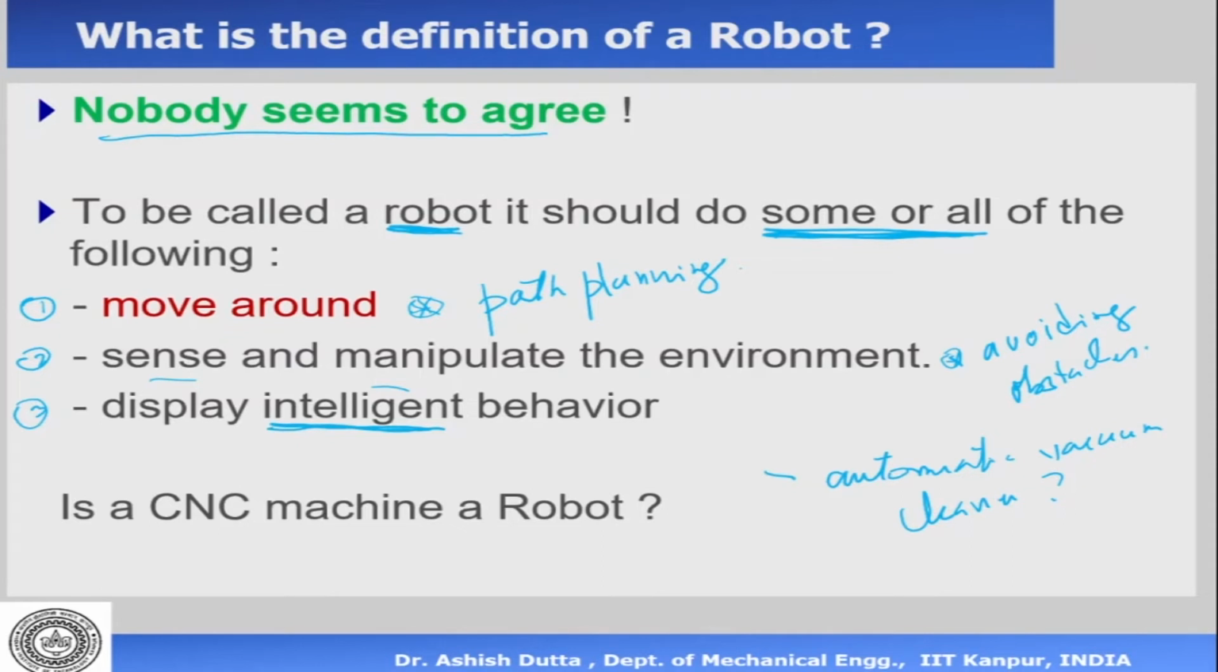What about a CNC machine? Is that a robot? Well, no, because a CNC machine doesn't move around. It does not sense and manipulate the environment, and it doesn't display intelligent behavior. So that gives us a basic distinction between a machine tool and a robot. Please remember that there is no formal definition of a robot. The earlier definition was multifunctional manipulator, but that's not valid anymore, because we have things like drones and underwater vehicles, and these are not manipulators. So we can say a system is a robot if it can do some or all of these three.